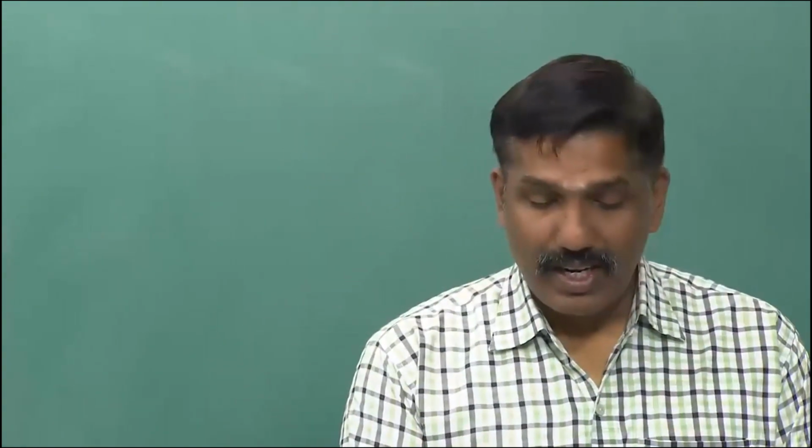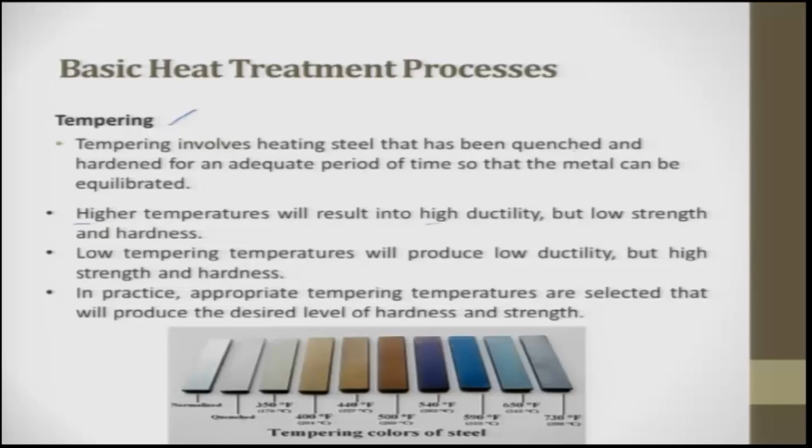Okay. With heat treatment, a higher tempering temperature can result in higher ductility but lower strength, a compromise. A lower tempering temperature will produce lower ductility but higher strength and hardness. In practice, appropriate tempering temperatures are selected which will produce a desired level of hardness and strength.